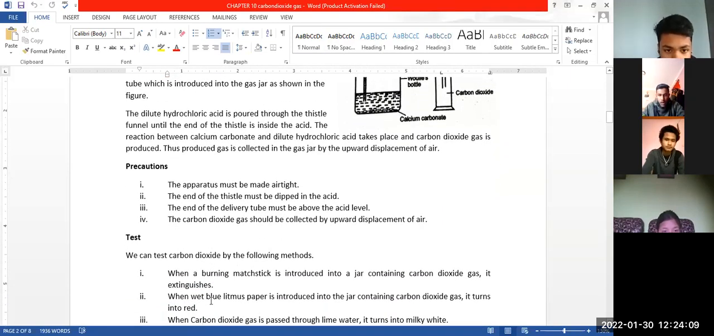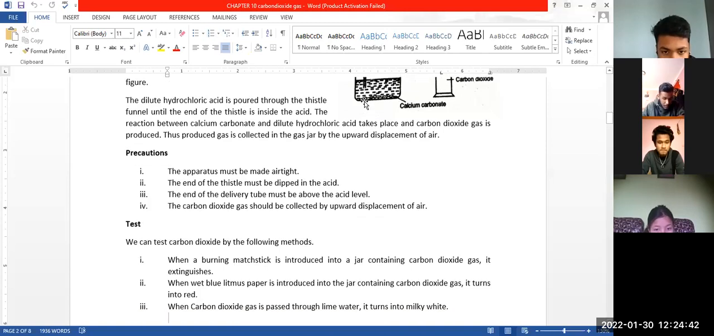while doing this experiment. One is the apparatus must be made airtight. Other is the end of the thistle funnel must be inside the acid. You can see in the figure, the end of the thistle funnel is inside the acid. And the end of the delivery tube must be above the acid level, not inside. Next, carbon dioxide gas should be collected by upward displacement of air, not downward displacement, because it is heavier than air.